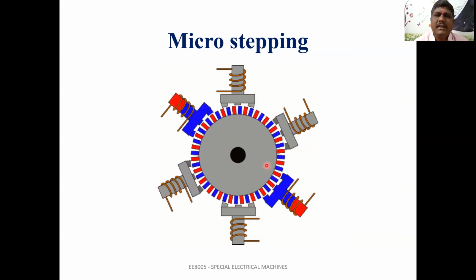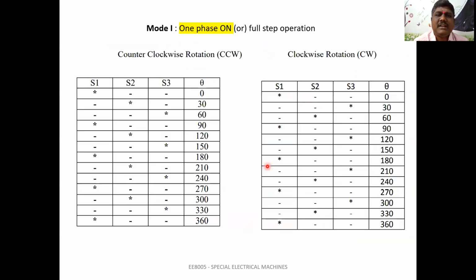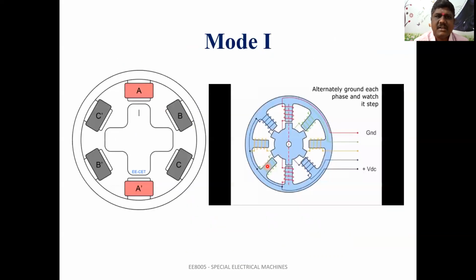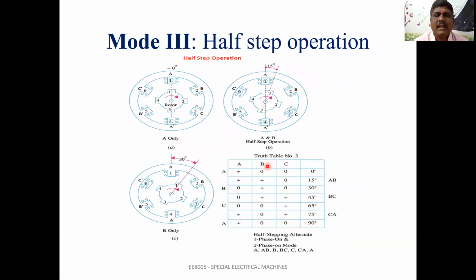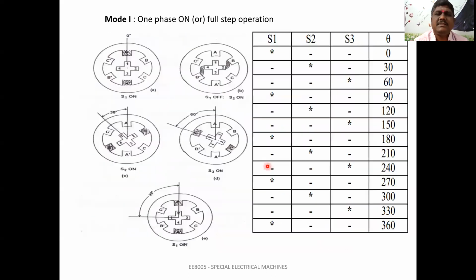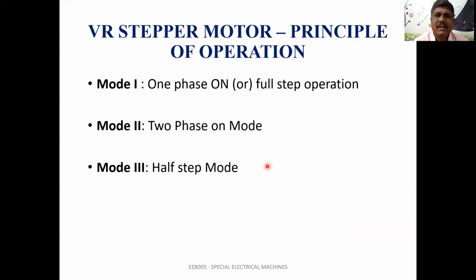Okay, so this is an important thing I wanted to explain by using the variable reluctance motor, single stack construction and also operation. We have the simple construction, and we have the principle of operation. Mode 1 is full step operation by giving one phase excitation, mode 2 by giving two phase excitation, and mode 3 is a combination of 1 and 2. So in this presentation, I tried to explain the variable reluctance stepper motor, single stack, construction, and also the working principle with 3 modes.